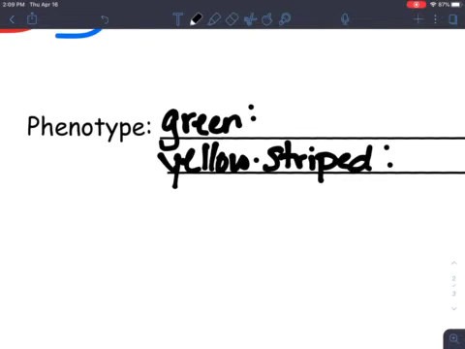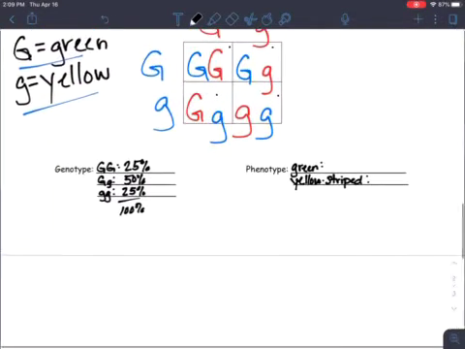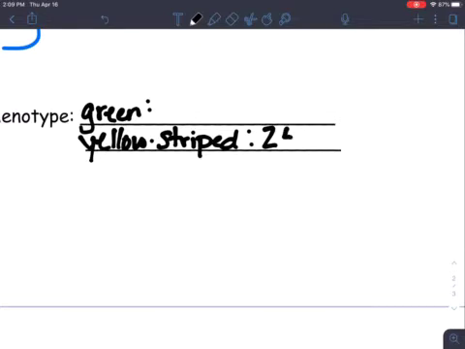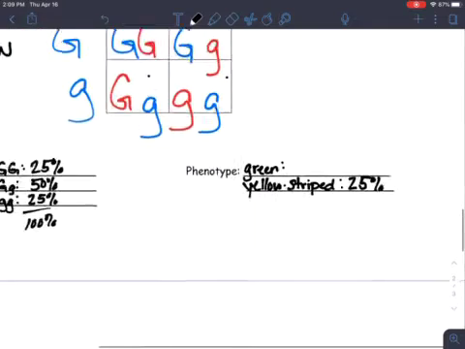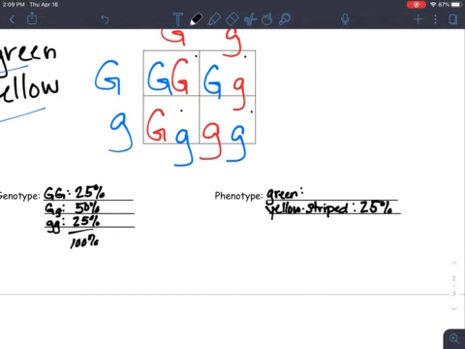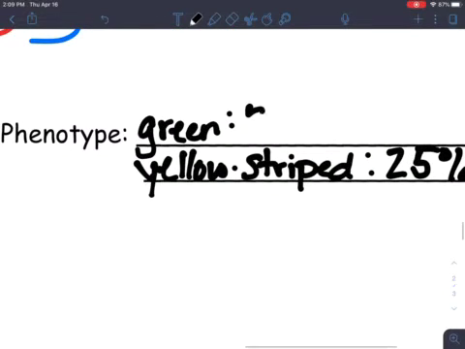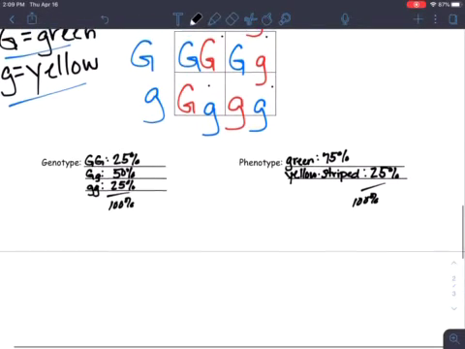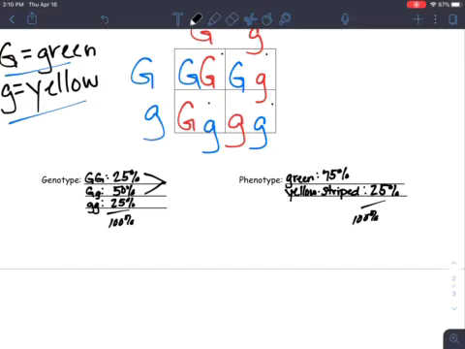Okay, so the only way I get yellow striped is if I go little, little. So I have 1 box that is little, little. That's 25%. And then I have 3 boxes that have at least 1 capital letter in it. That is 75%. Again, adds up to 100%. If it doesn't add up to 100, something's wonky. And also remember, I can take these, it will add up to this, and I will take that and add it up to that.